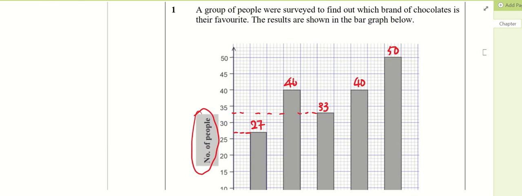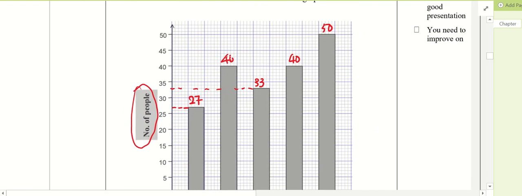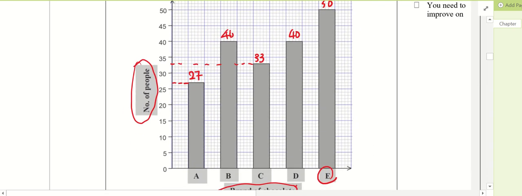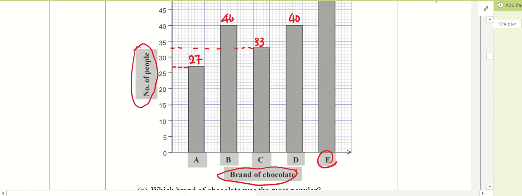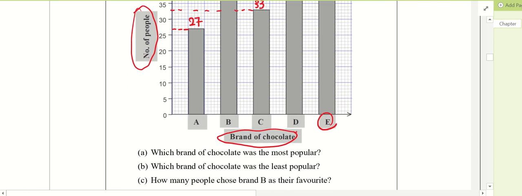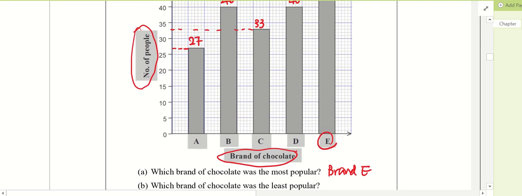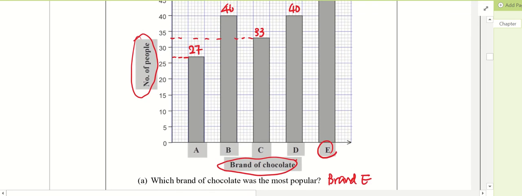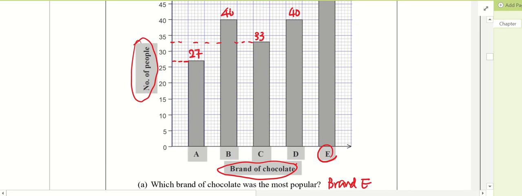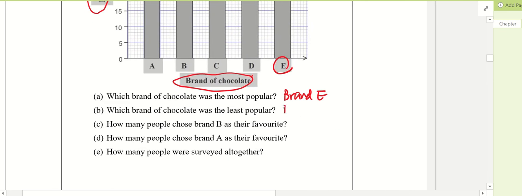Now, once these numbers are up, I think it's even clearer for us. We can do calculations based on this. So this is how we read off a bar graph. So which brand of chocolate was the most popular? Clearly, brand E. We are just asking for the name of the brand, no need to quote any numbers. Which brand was the least popular? Must be A, because A has the smallest number of votes. So brand A.